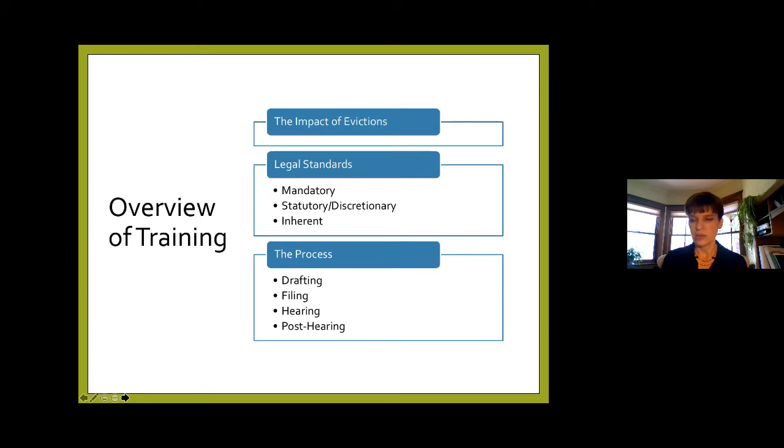So today for our training, we're going to talk about the impact of evictions. I want to make sure that everybody has a good understanding of the importance of eviction expungement work and the effect that it has upon tenants. Then we're going to jump into the legal standards that courts look at when deciding whether or not to grant an eviction expungement. And then we'll finish up by talking about the eviction expungement process, the drafting, filing, what courts are doing for hearings here in our post-COVID world, and then we'll talk a little bit about post-hearing issues.